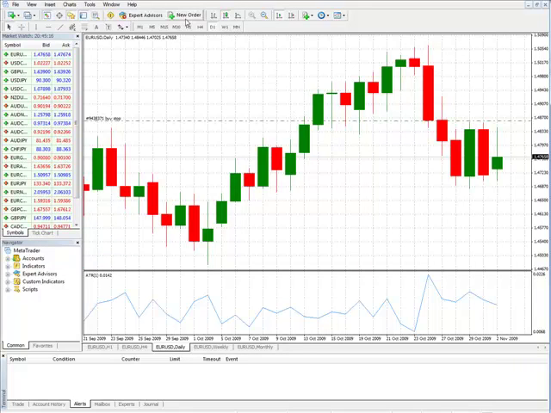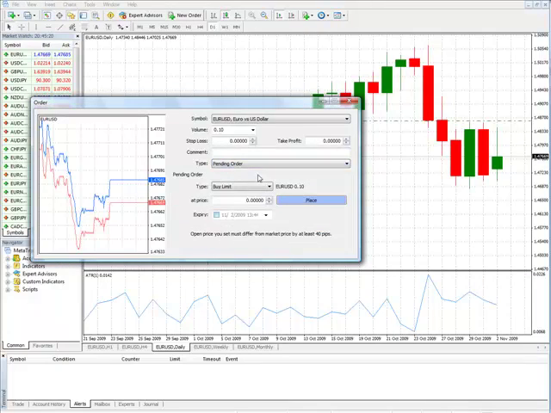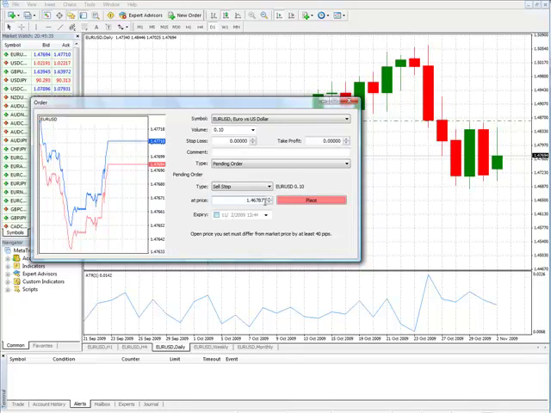Now we're going to place a sell stop at the price 1.46787. Okay. And I think the problem before was perhaps I was putting the sell stop price where the buy stop price should have been. So here we go.